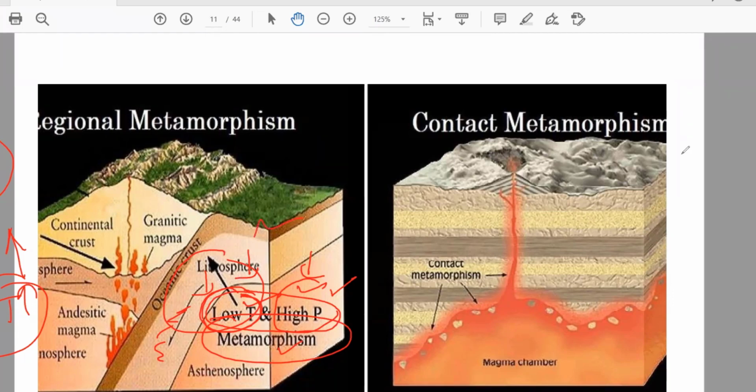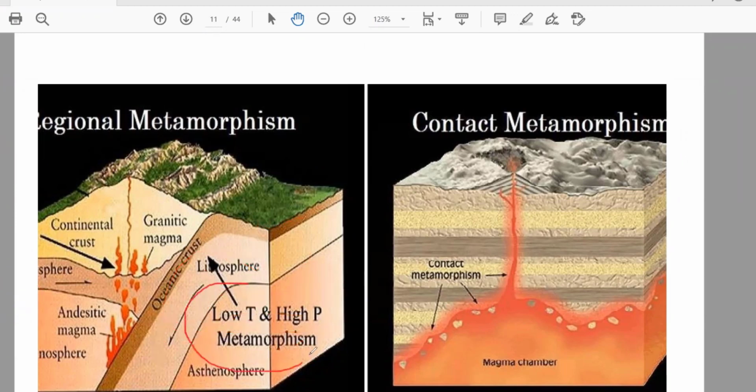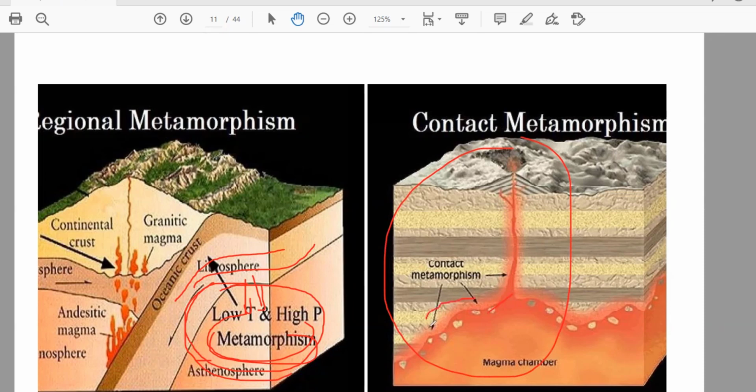So here, if you see this area, you will not find any lava or magma. Metamorphic rocks are formed here because they are large rocks that apply pressure on each other. But if you see this diagram, here the magma is there, and the metamorphic rock which is formed near it, due to this magma, that process is known as contact metamorphism.